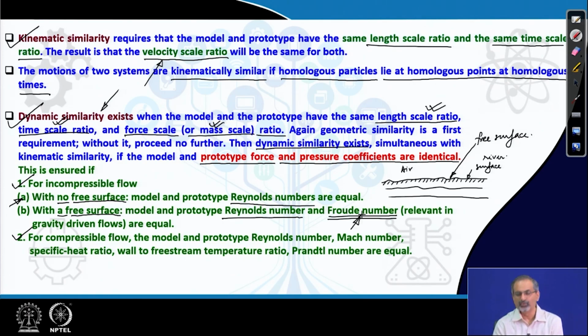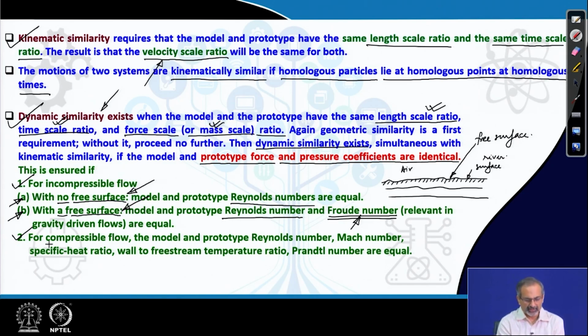I leave it to you to explore what Froude number is all about and how it is connected with gravity driven flows. So, this is a bit of homework that you should be doing. This distinguishes the dynamic similarity requirements for incompressible flow with two kinds of free surfaces, existence of free surfaces. So, in one we do not have deformable free surfaces, while in another we do have.